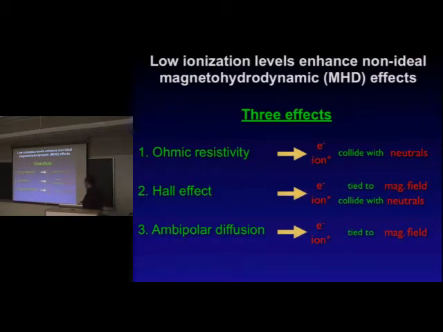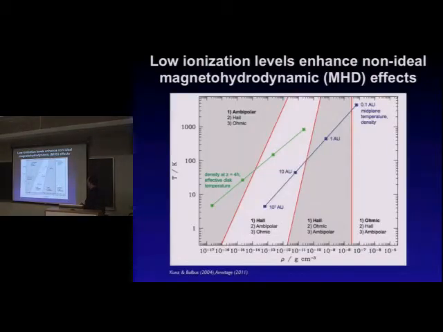I'm going to be focusing mainly on ohmic resistivity in this talk. I will mention ambipolar diffusion. The Hall effect is in development as far as our code goes and understanding its effect on the MRI.